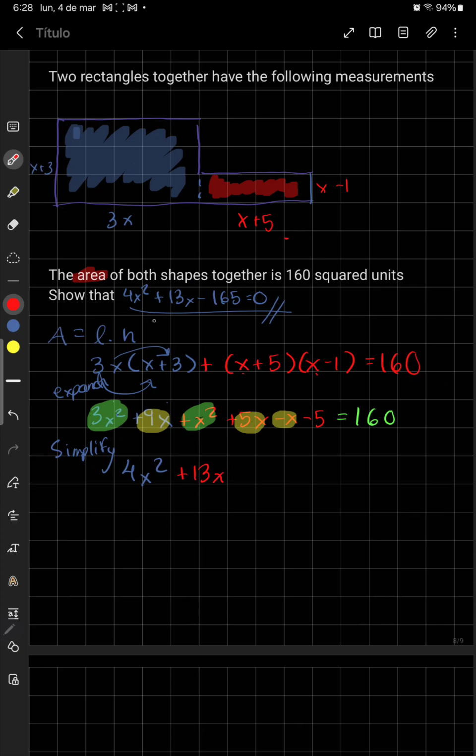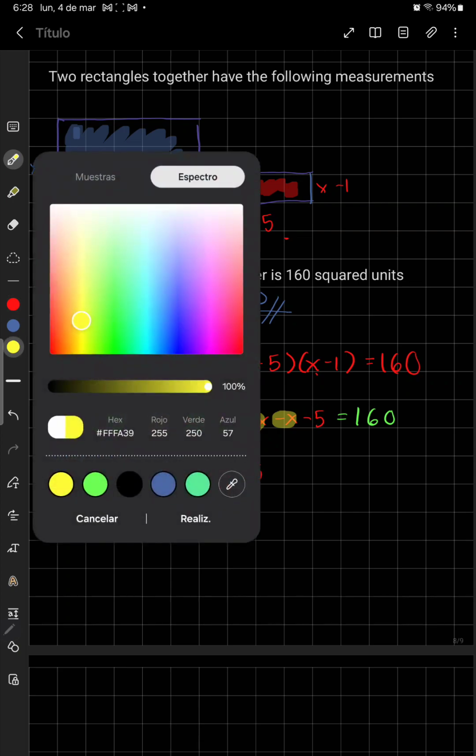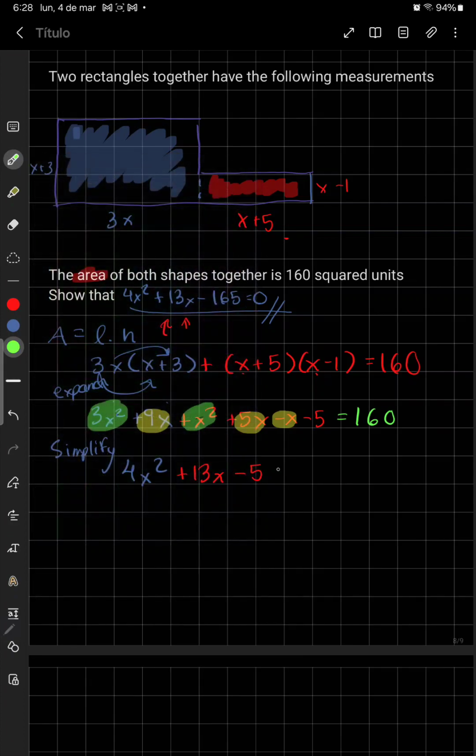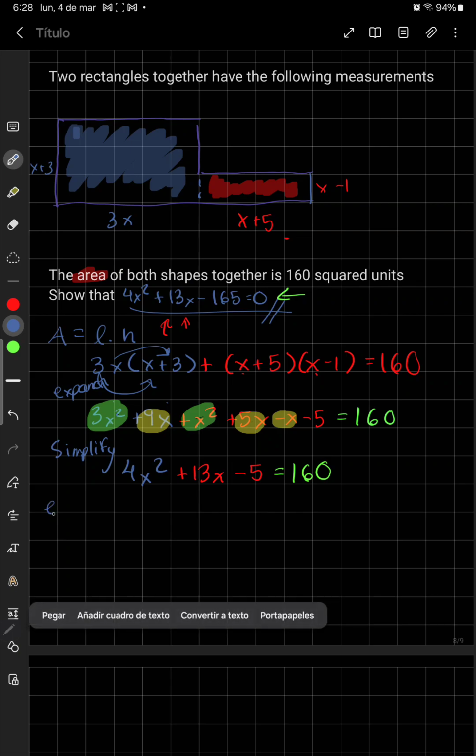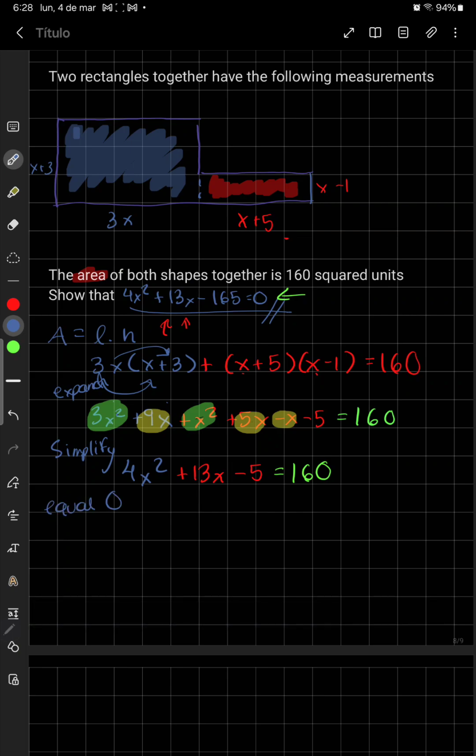Look at how this is starting to look like this from the top. And the 5 stays like that, minus 5, equals 160. Now, our equation, as you can see, needs to be equal to 0. So we need to change it to equal 0.